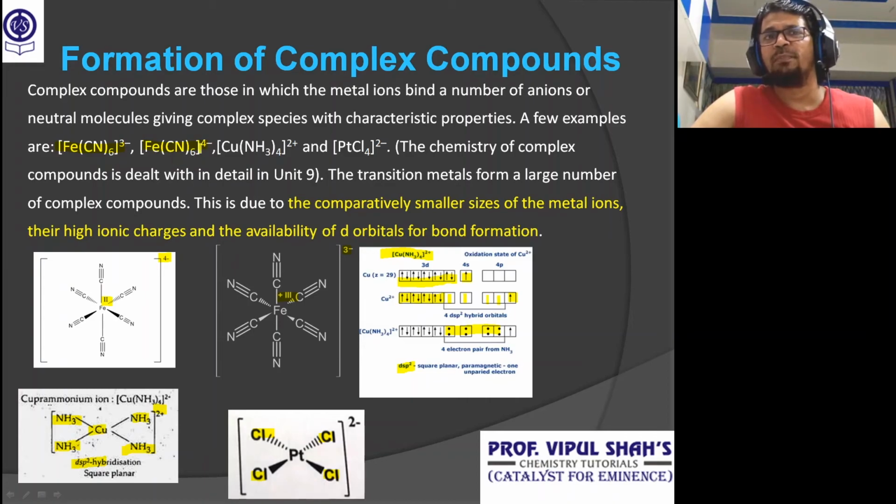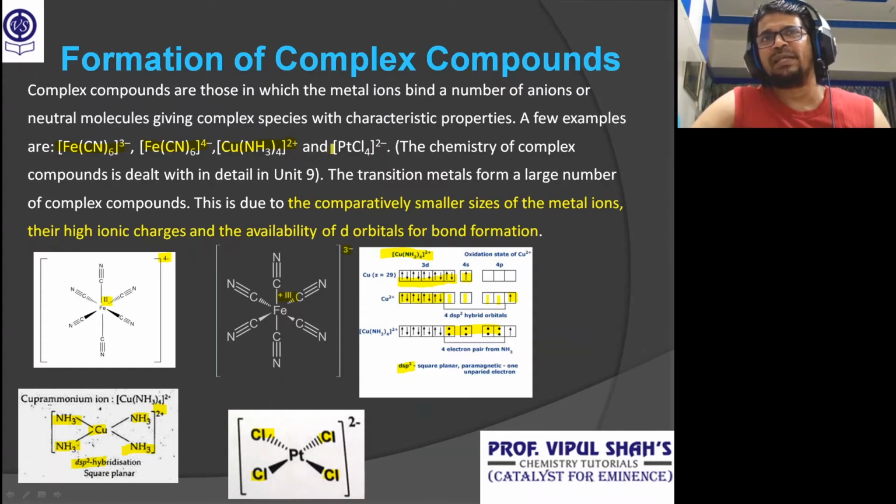Cuprammonium ion. Tetraamine, amine we write as AMMINE. Tetraamine copper, Roman number 2. Because it's cationic, so no 8. Alright, only if it's anionic, then 8.